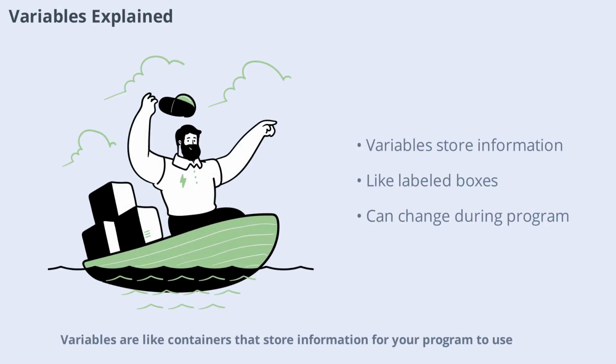Variables are like containers that store information for your program to use. Imagine a box labeled score, where you keep track of a player's points in a game. In programming, you create variables to hold data such as numbers, text, or other values. You can change what's inside a variable as your program runs. Variables make your code flexible and powerful because you can use them to store and update information as needed. They are one of the most fundamental building blocks in programming.